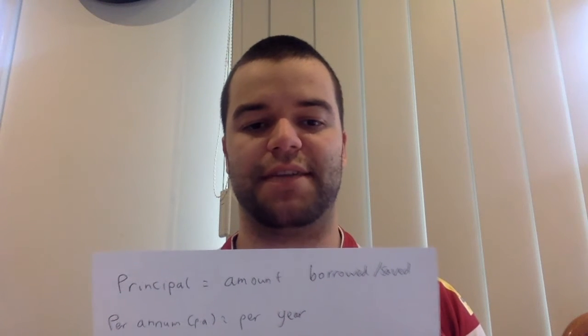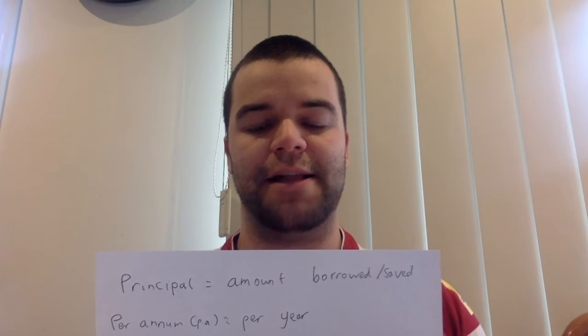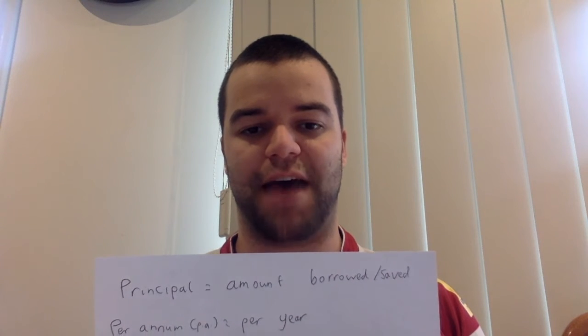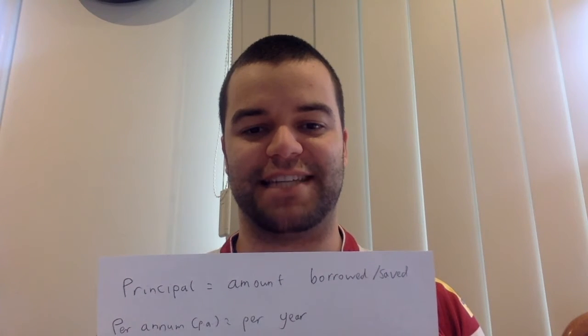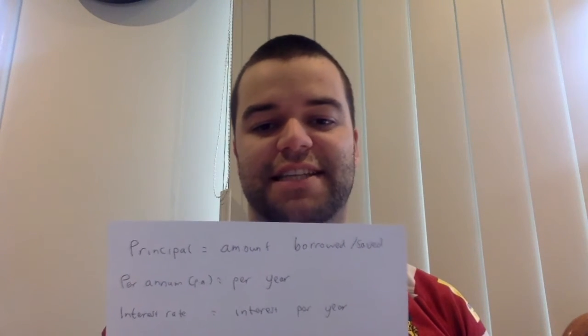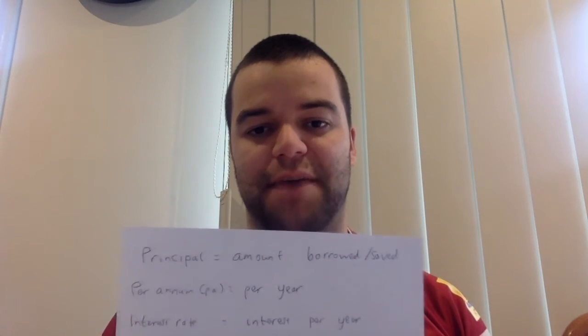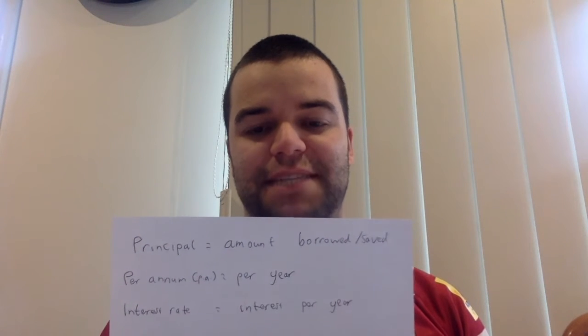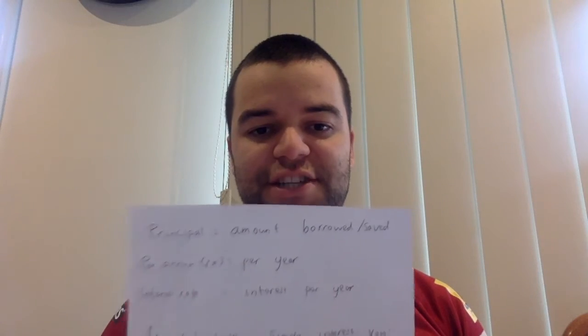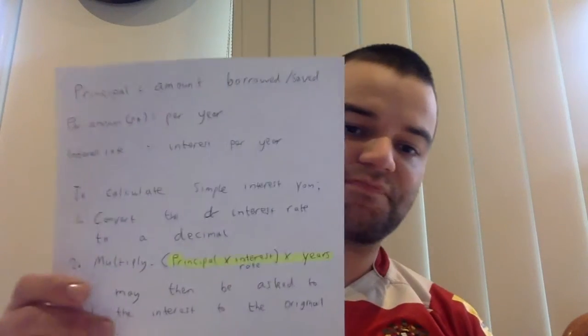If you see this term per annum or PA, that just means per year. So if somebody's saying it gets 3% interest per annum, that means it gets 3% interest per year. And finally, the interest rate is the interest being paid. So that might be 3%, meaning 3% of your money is the interest, which we'll look at calculations of in a second.